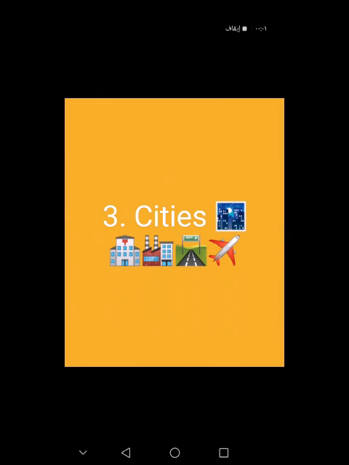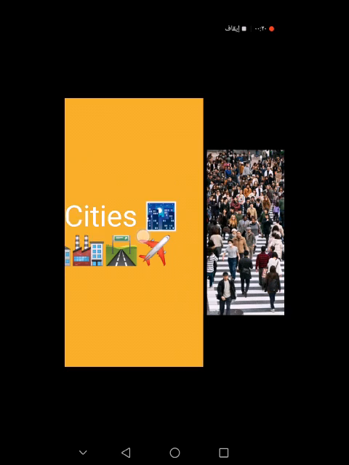The third and last type of settlement is cities. Cities are bigger than towns and bigger than villages. Cities are the most important area in the country, and cities are the biggest type of settlement. A lot of people live in cities, and there are many cars, and even the roads are wider than in villages and towns.